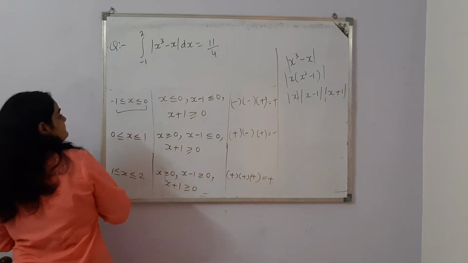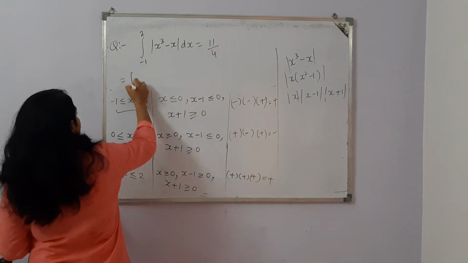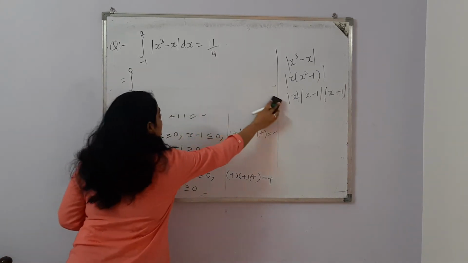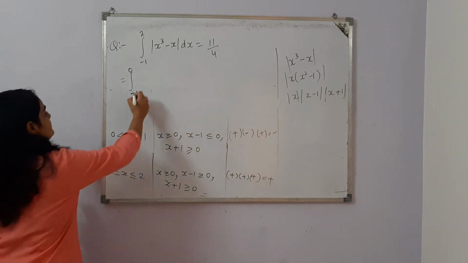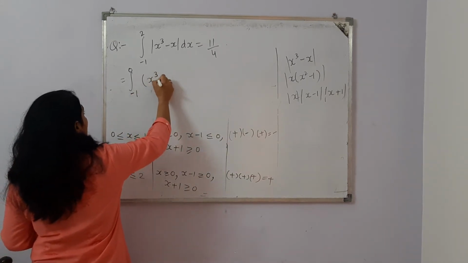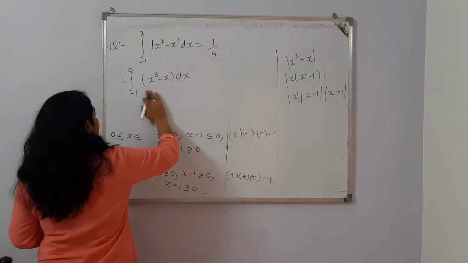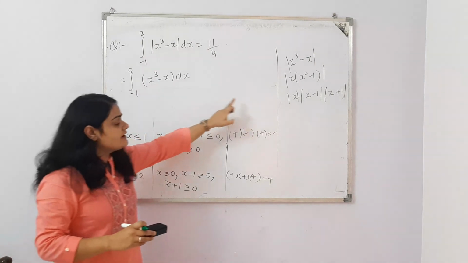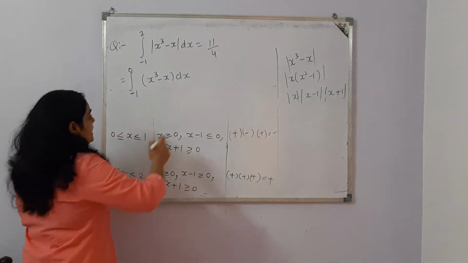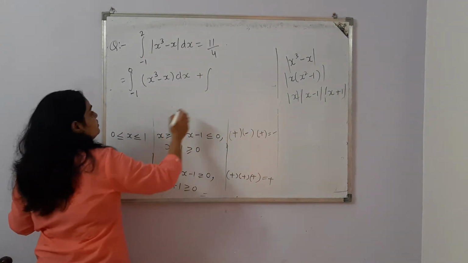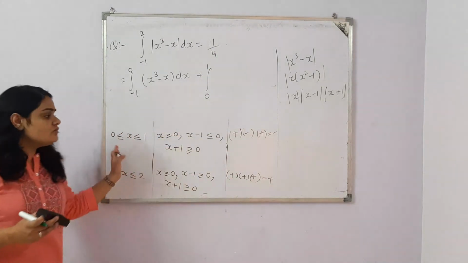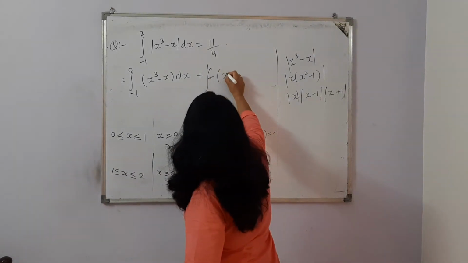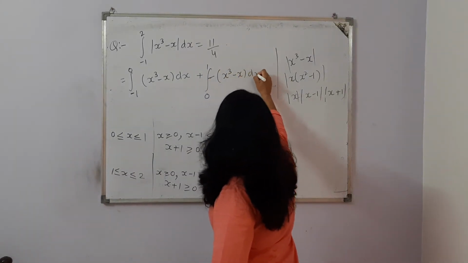The first limit is minus 1 to 0, and the function is positive, so x cube minus x dx. I am taking the positive function because we already found the function is positive for this interval. And the next limit is 0 to 1, and for 0 to 1 the function is negative. So minus of x cube minus x dx.